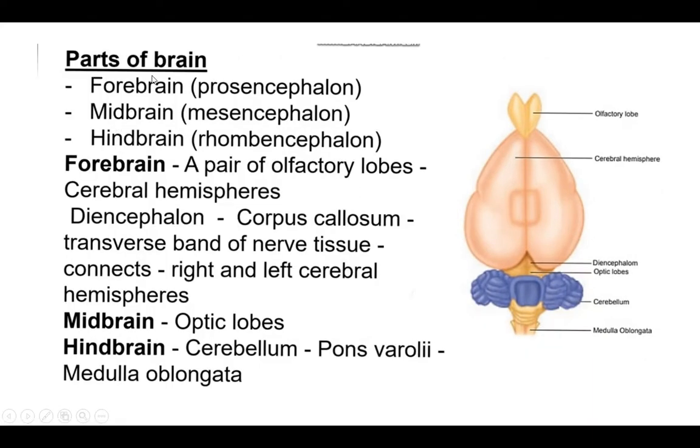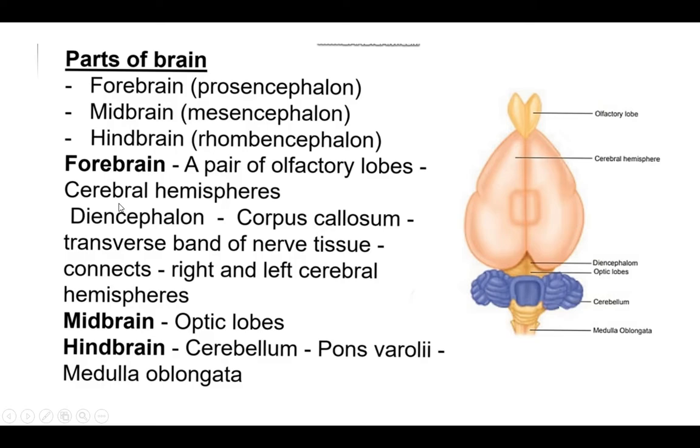Let's see the parts of brain: forebrain, midbrain, and hindbrain. There are three parts of brain. Forebrain is prosencephalon, then mesencephalon, then rhombencephalon. Cephalon is same. Forebrain is prosencephalon, midbrain is mesencephalon, then hindbrain is rhombencephalon. So in the forebrain, a pair of olfactory lobes are present. You see here, this is the olfactory lobe. A pair of olfactory lobes is present in the forebrain.